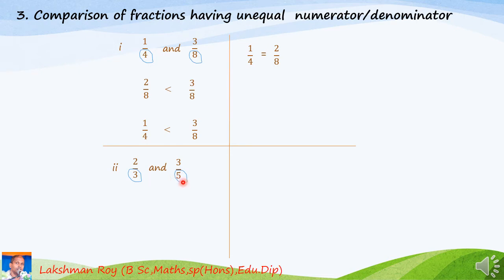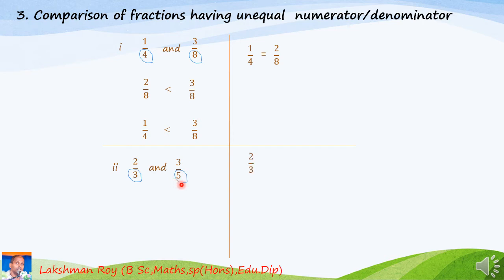So what is the number? If you multiply this 3 by a number, you can't make 5. So that means both should multiply. You can find the LCM, or you can get 3 multiplied by 5, so that is 15.